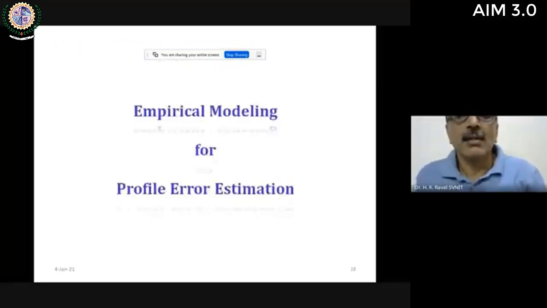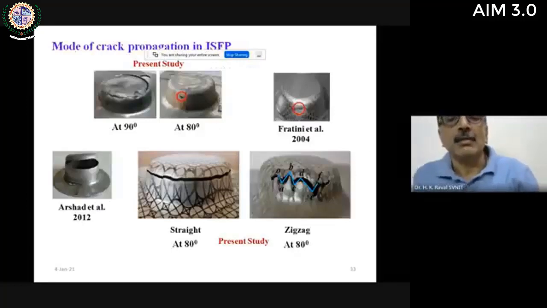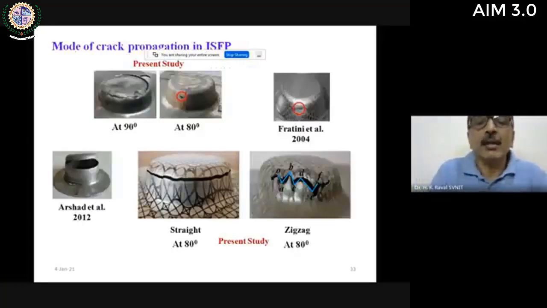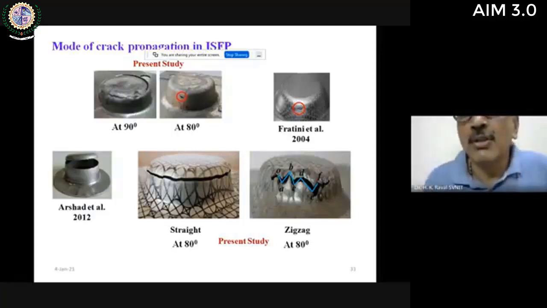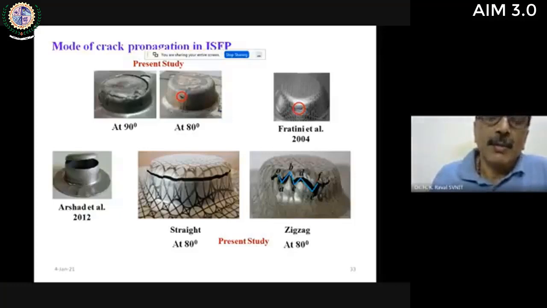These are some experimental pictures obtained at different angles. In the present study, 90 degrees was not possible. Here, 80 degrees also failed in some of the samples, which was simulation or experimental number 8. I have already presented that particular result in one of the earlier tables. This is the straight failure at 80 degrees, and this is a failure called zigzag failure at 80 degrees.